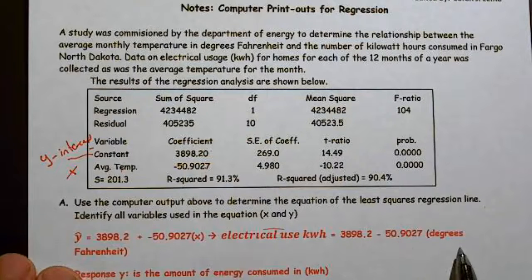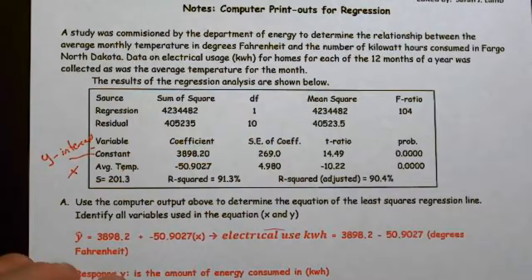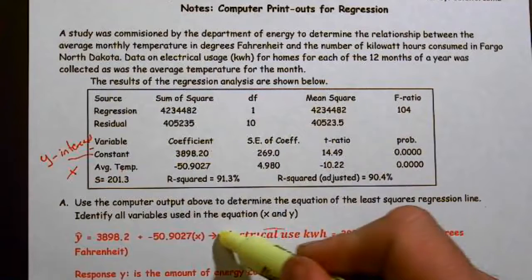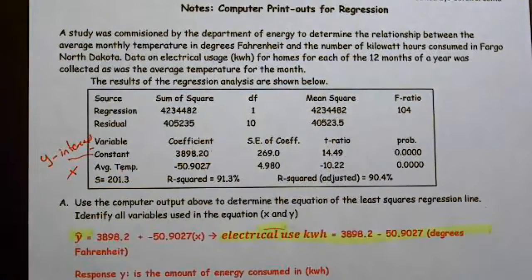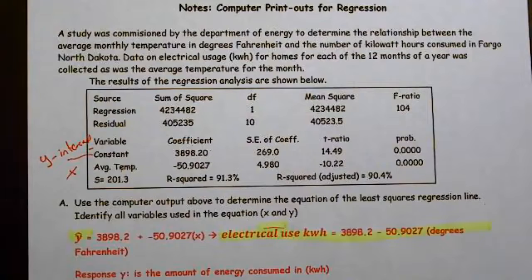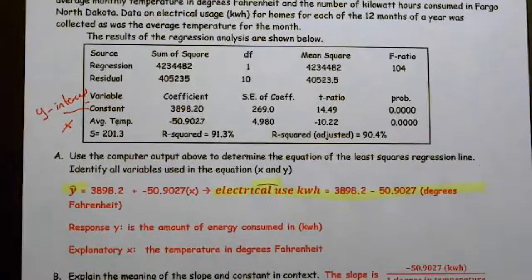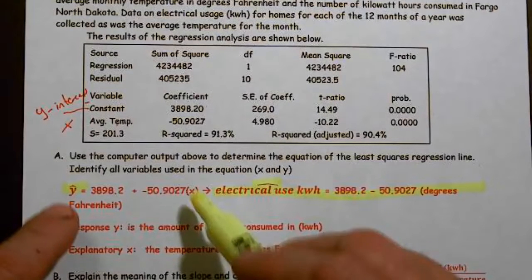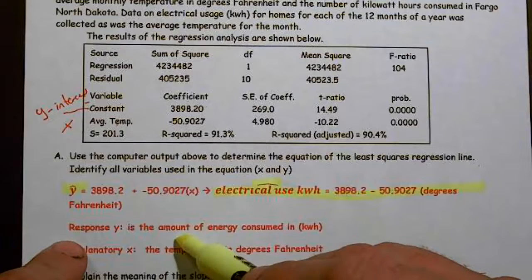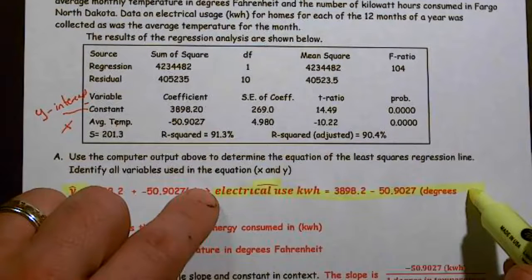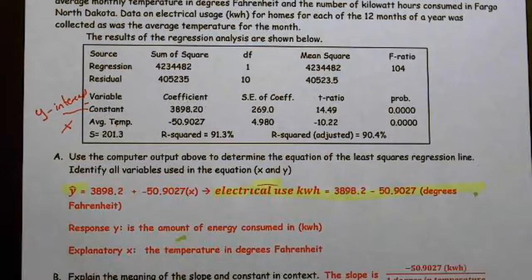50.9027 degrees Fahrenheit. And the advantage of writing it like that is I don't have to define my variables if I write it like this. Make sure you have the hat. If you don't have the hat, you're going to at least lose half credit, and you may lose all. Response variable, the amount of energy consumed, the explanatory variable, the temperature in degrees Fahrenheit. Anytime they ask you to write the equation, you have to include this, unless you write it like this, where the variables are defined inside of the formula.